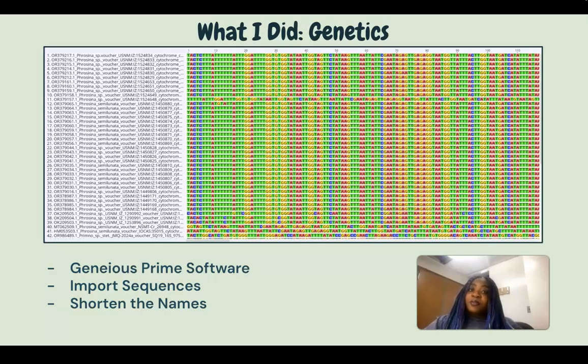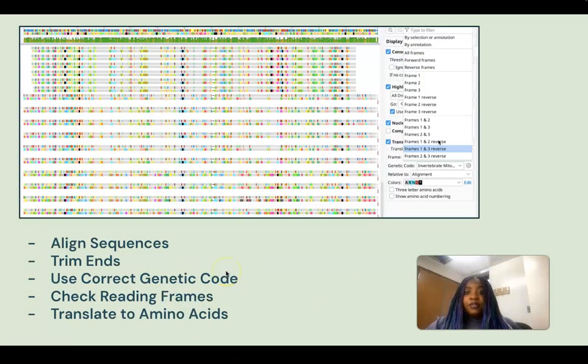So the first part of my project was mostly genetics based. I worked with the sequences of hyperids, which are marine arthropods that live in the very, very deep sea. So I would use Geneious Prime to import the sequences, shorten the names. I would align them, I would trim the ends, use the correct genetic code and check the reading frames, and sometimes translating it to amino acids can help with that.